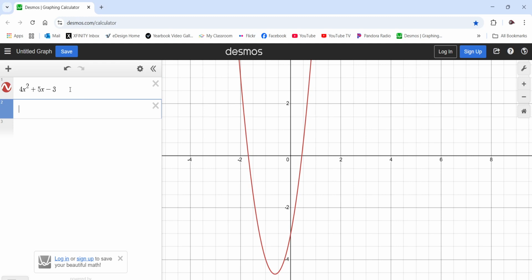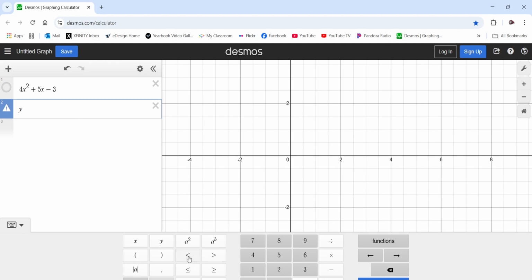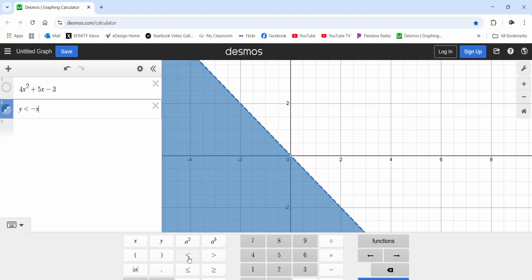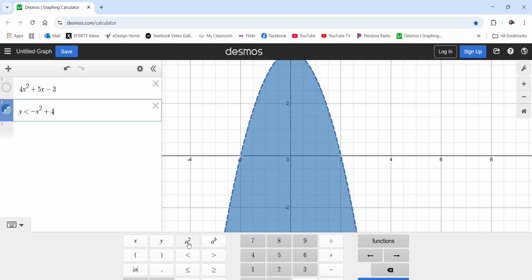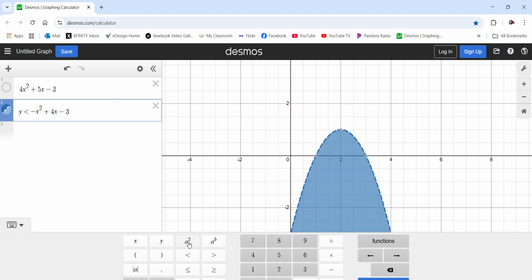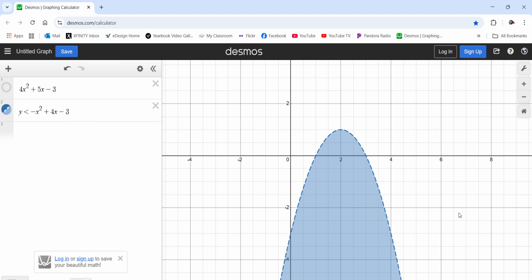All right, so what was it again? Y is less than negative x squared. Ooh, look, it already does it. Negative x squared, what was the rest of it? Plus 4x minus 3. And there it is. Cool beans.